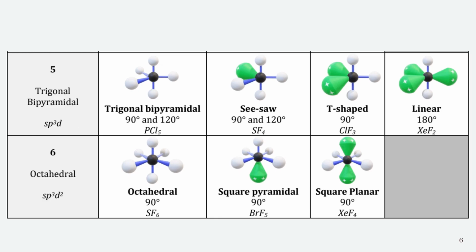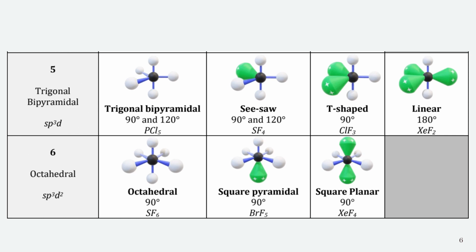Oh, these are the crazy ones now. I'll let you look at that because that's a lot. So 5 domains is trigonal bipyramidal, sp3d. Octahedral is 6 domains, sp3d2. Sounds like Power Rangers. Anyway, luckily for y'all, the hybridization you only need to know is for 2, 3, and 4. So sp, sp2, and sp3. These other 2 for 5 and 6 you don't have to memorize, but you have to know the other stuff.